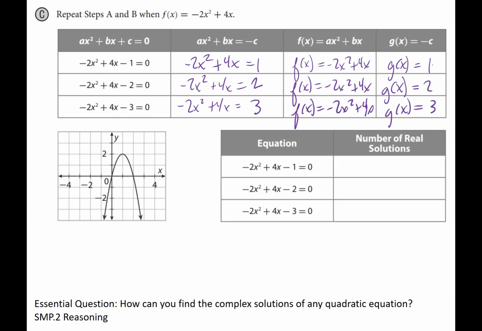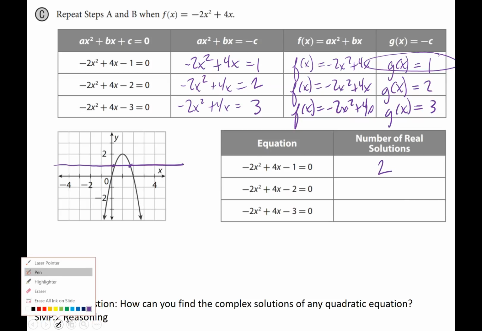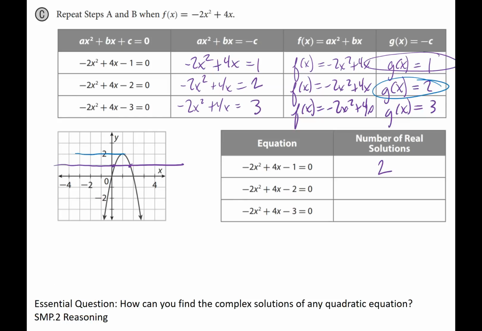And now we're going to go ahead and graph those and see how many real solutions there are. So I'm going to start by graphing this one here, through 1, and it looks like there are 2 real solutions. I'm going to graph through the 2. It looks like it touches 1 time, so there's 1 real solution. And then through the 3, it doesn't touch at all, so there are no real solutions, but possibly imaginary solutions.